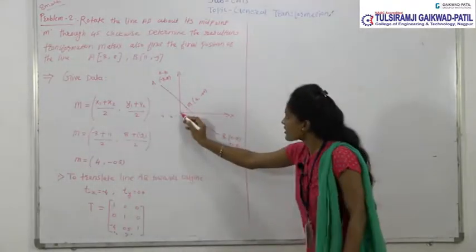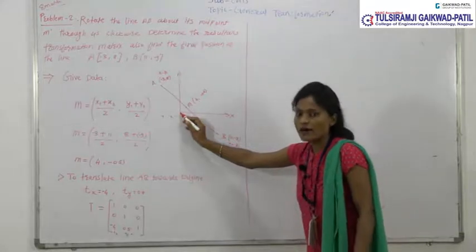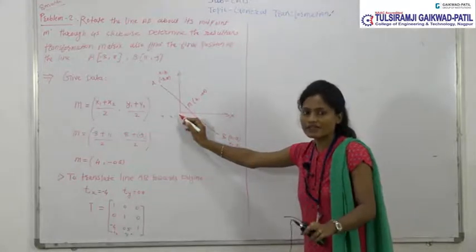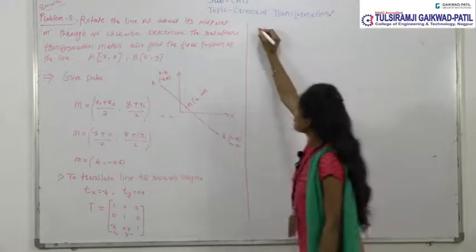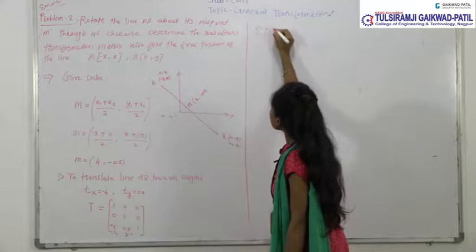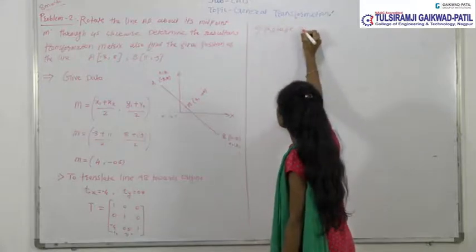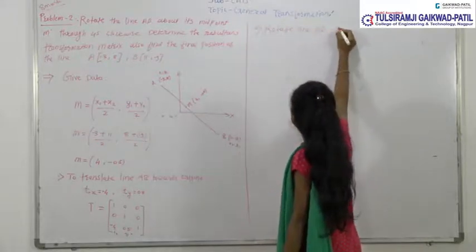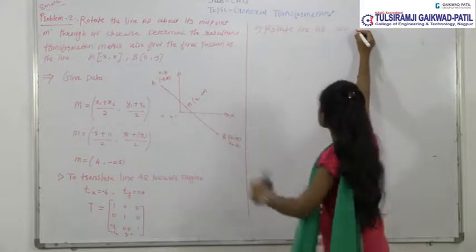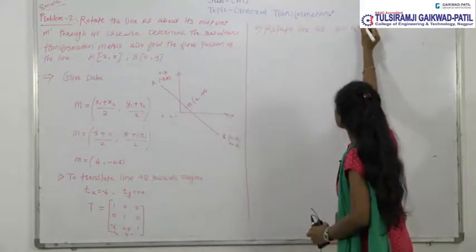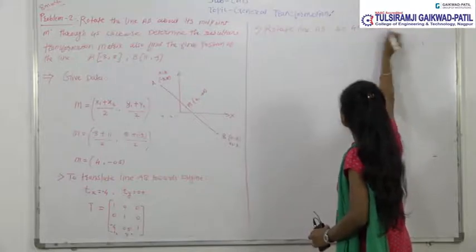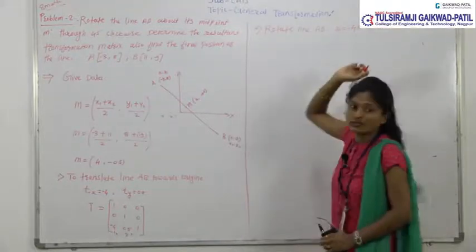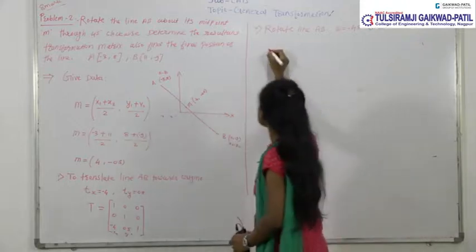This means the line comes to this point. After the line is fixed, we can rotate it by an angle of 45 degrees. So our second step is to rotate line AB by angle theta, and theta is 45 degrees. Clockwise is mentioned, so if clockwise is given, we have to take this value as negative. Okay, so what is the rotation matrix?